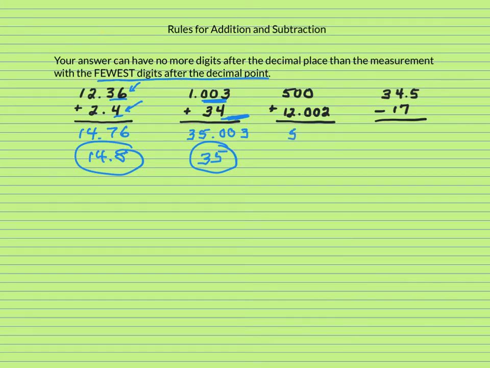Okay, so here we've got 512.002. Again, no digits after the decimal, 3 digits after the decimal, so my answer is going to be 512. Okay, 34.5 minus 17 is 17.5. 1 digit after the decimal, no digits, so I actually have to round this up to 18. My final answer can't be any more precise than my least precise measurement.